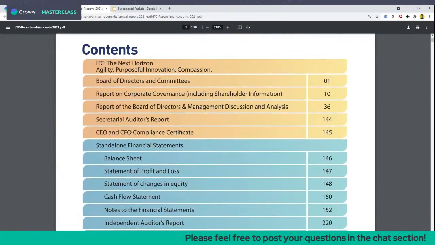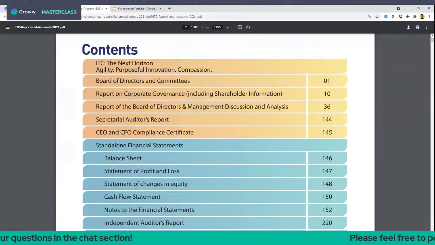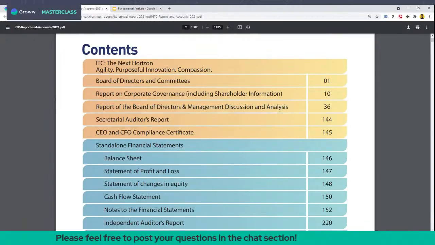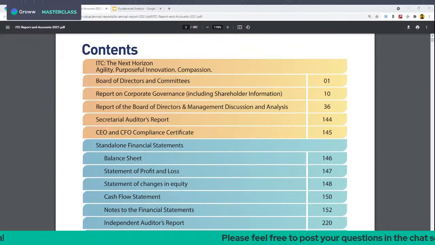So if you look at the table of contents of this annual report, you will see that we have to find the board of directors and management discussion and analysis. It is clearly written here: report of the board of directors and management discussion and analysis, right? Page number 36. So it's very easy to find in an annual report. I'm just going to show you the important things to read. Now, the report of this is something that we need to read most definitely first. So let's go to that slide.